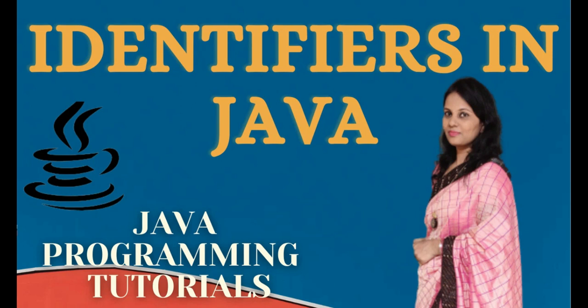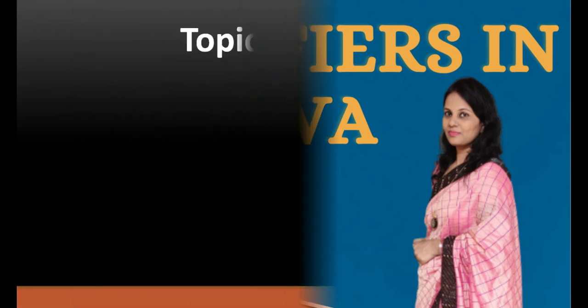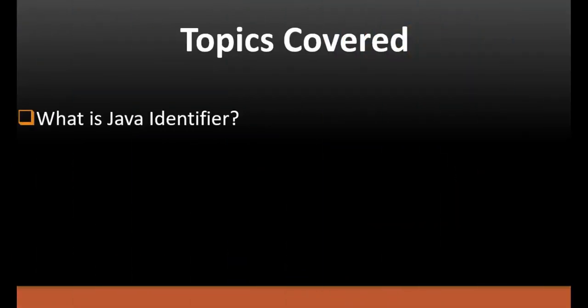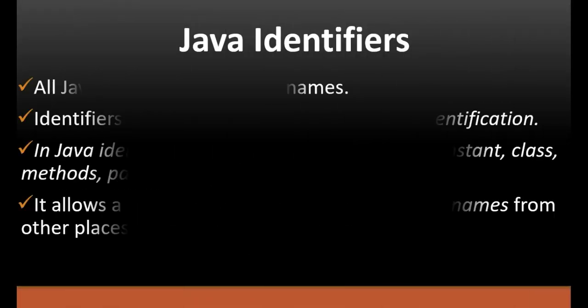I'm going to explain identifiers in Java. What are identifiers? What are the valid and invalid identifiers? So let's begin. Java identifiers.